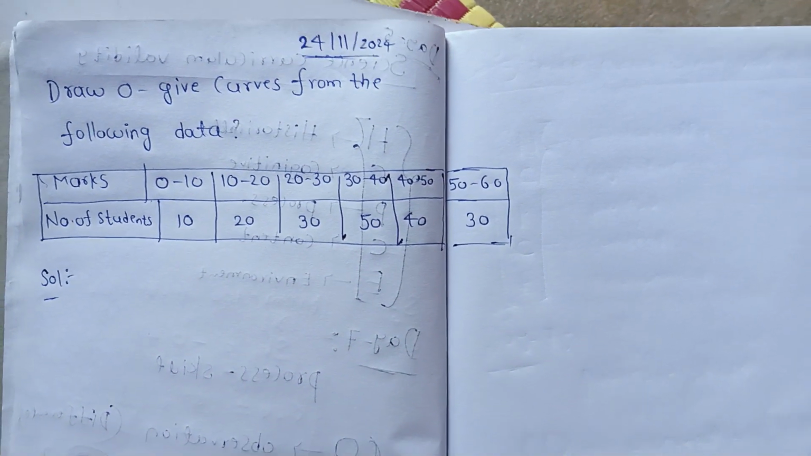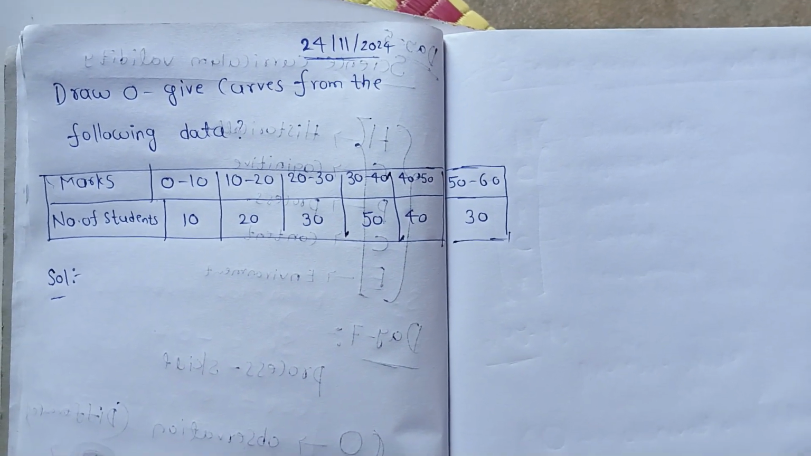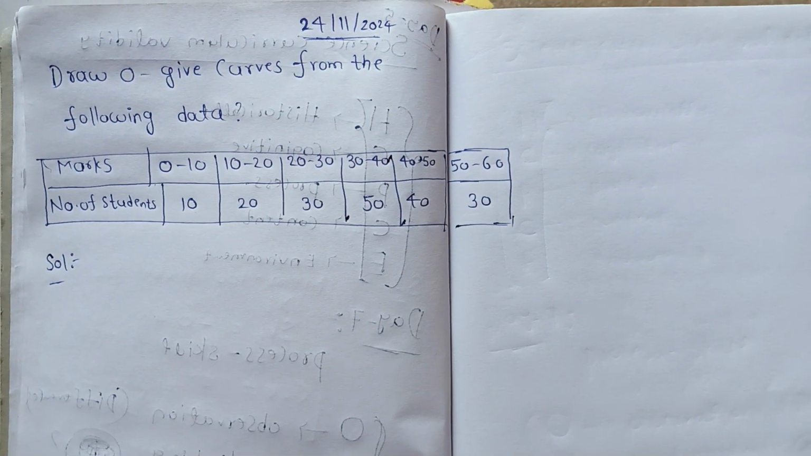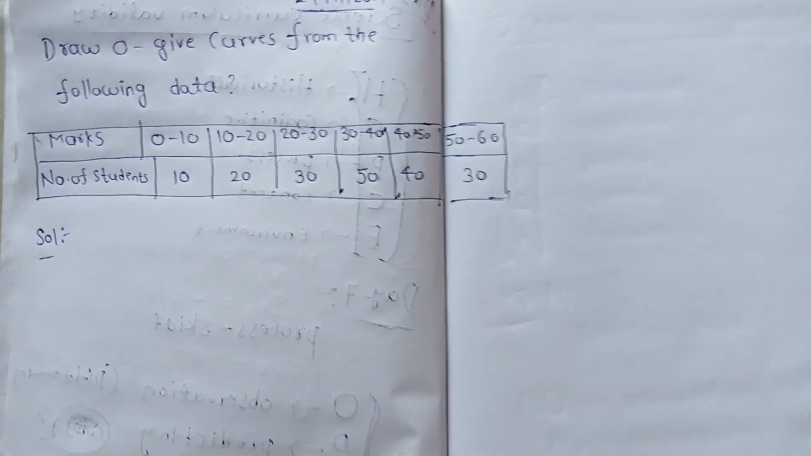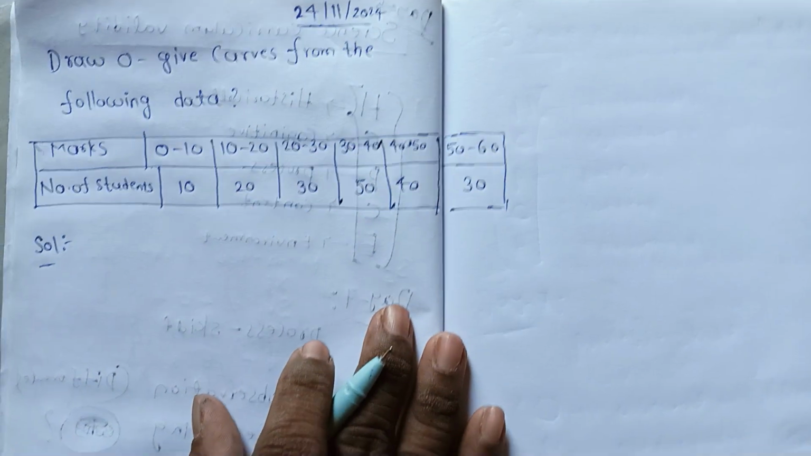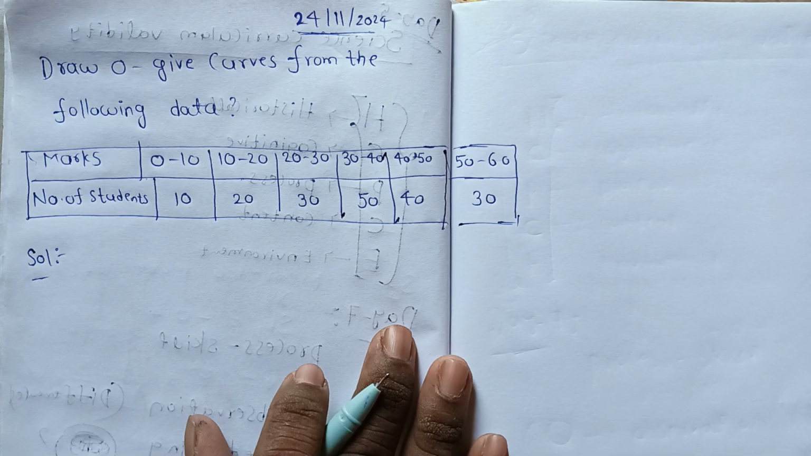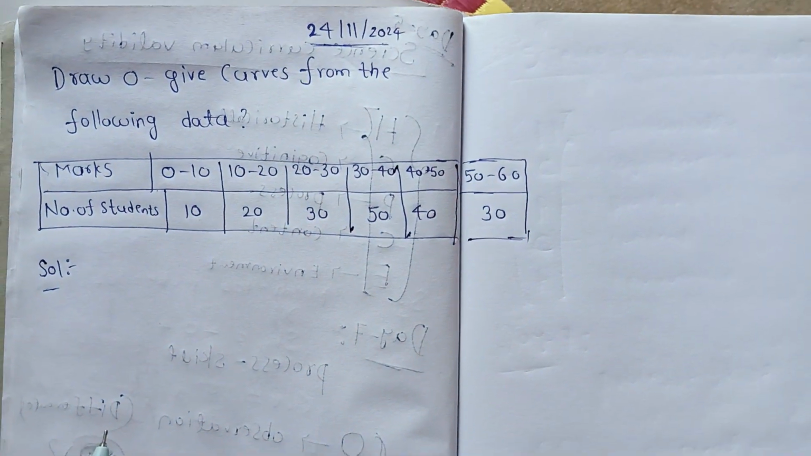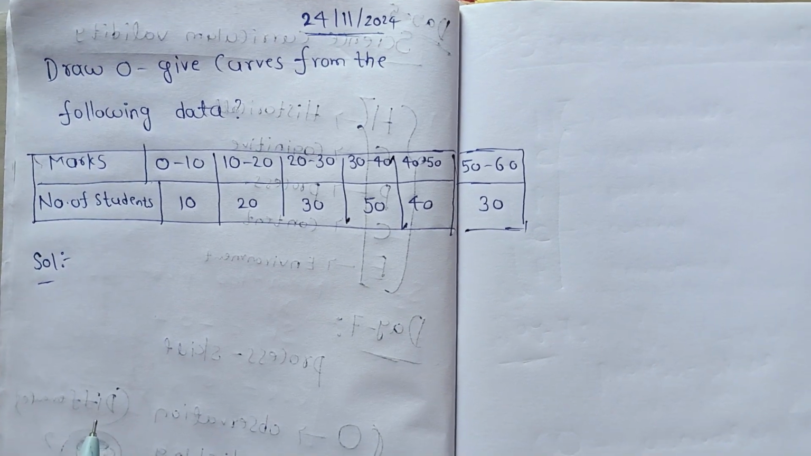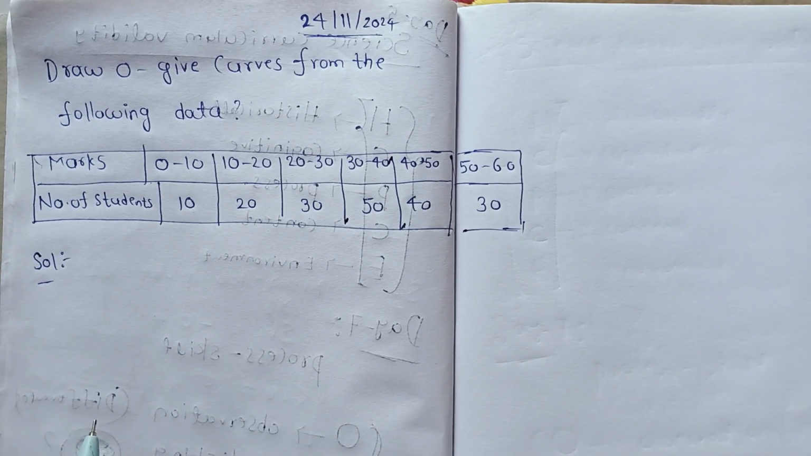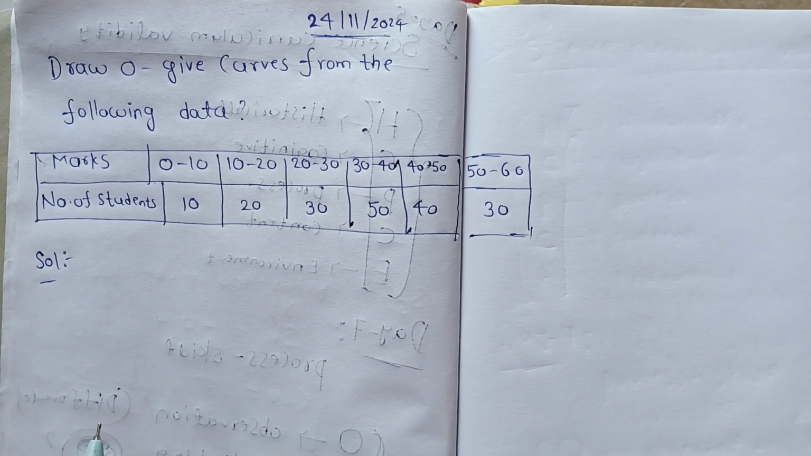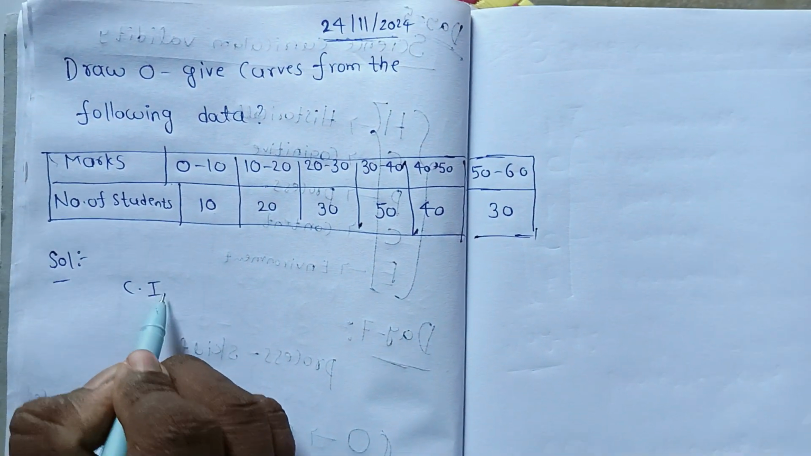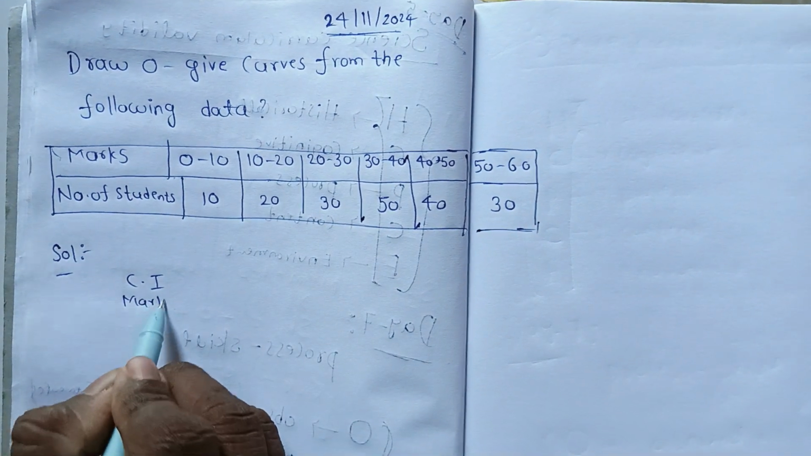Today we have to learn to draw Ogive curves from the following data. Given the data in class intervals and the frequency. Now, to find the Ogive curves, first of all you have to calculate less than cumulative frequencies and more than cumulative frequencies for the following data. Consider the class intervals as the marks.